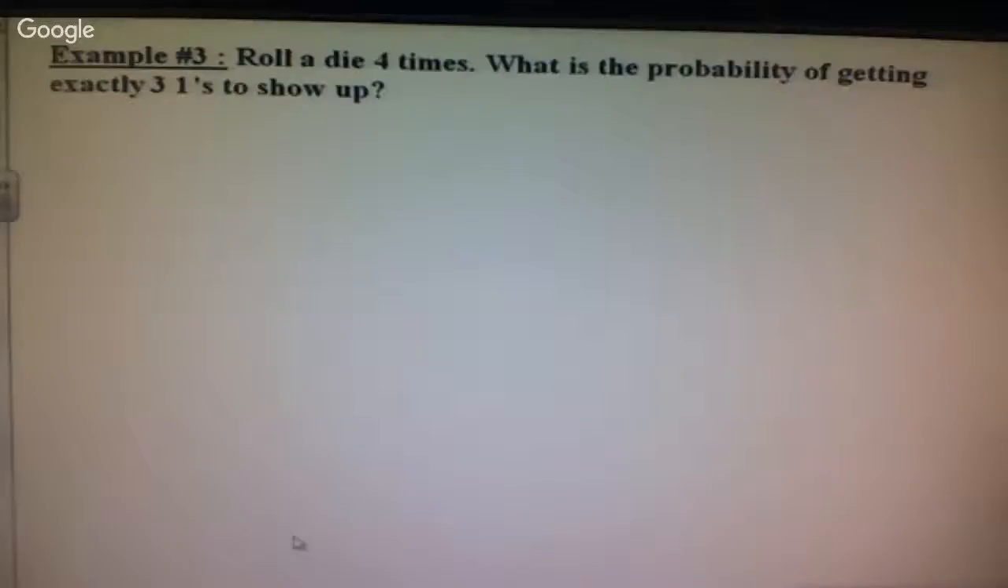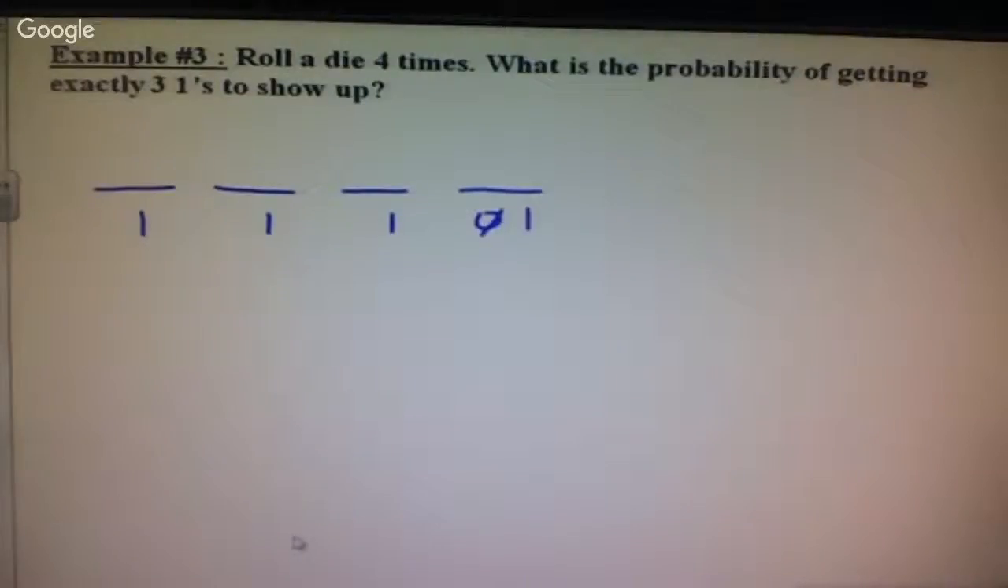Okay, this one says, I want to roll a die 4 times. What's the probability of getting exactly 3 ones to show up? If it's worded like this on a test, I got you, because there's a formula for that. So think about it. I want a 1, a 1, a 1, and something that's not a 1.